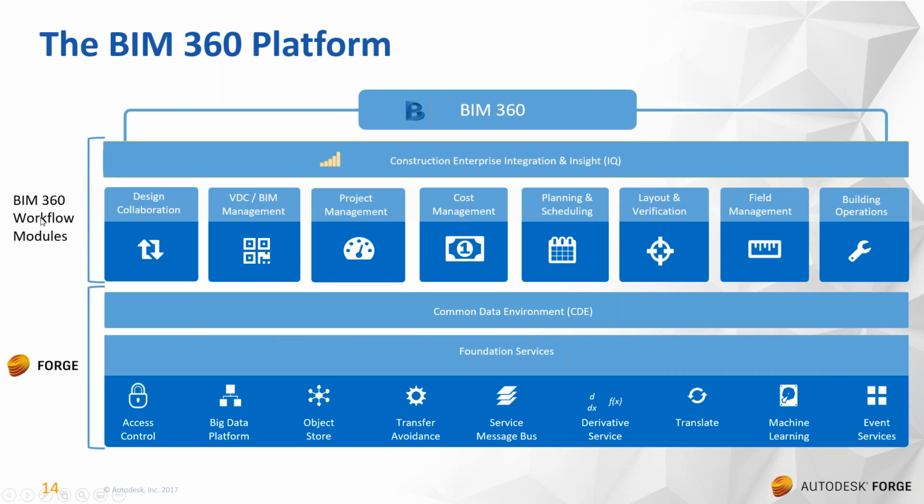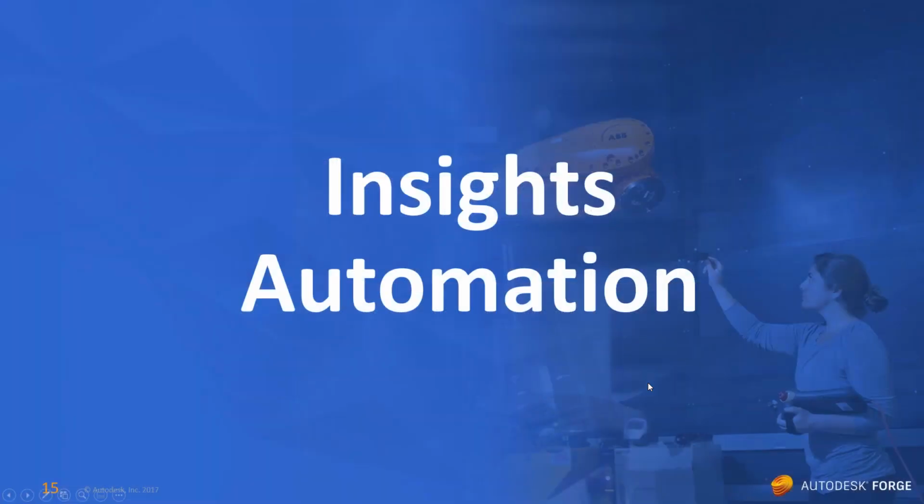So these are the BIM 360 workflow modules. And we'd like to think that the number one user of Forge is Autodesk itself, because indeed all of these modules have been built on that very same API. Right, so moving towards digital twin. How are we going to use Forge? There's actually two things that we can use it for.